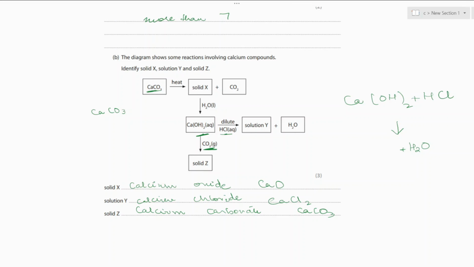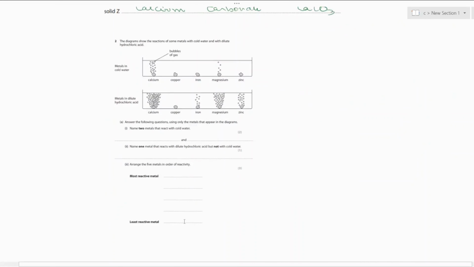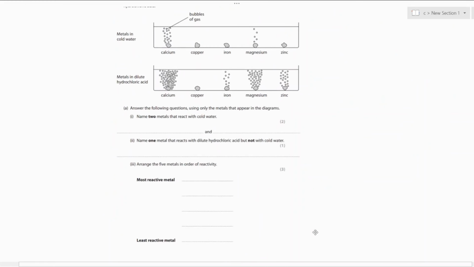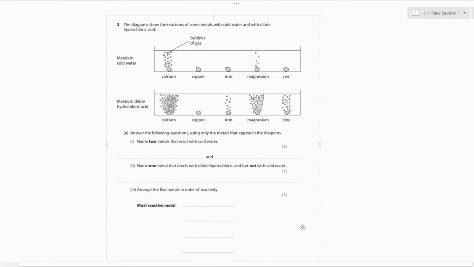Now there is a diagram given, and then there are bubbles of gas. You have to tell which one is most reactive and which one is least reactive, and why do you think so? Okay, this is a question. You have different numbers of bubbles. The first one is when metals react with cold water, and the second one is when metal reacts with acids.